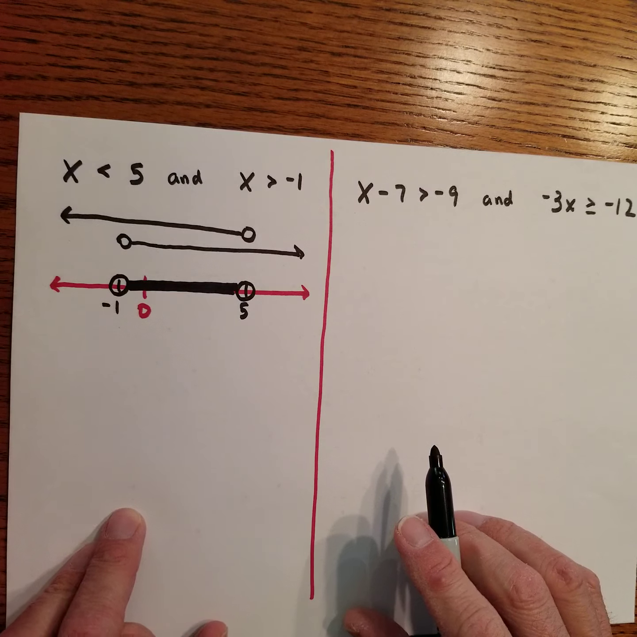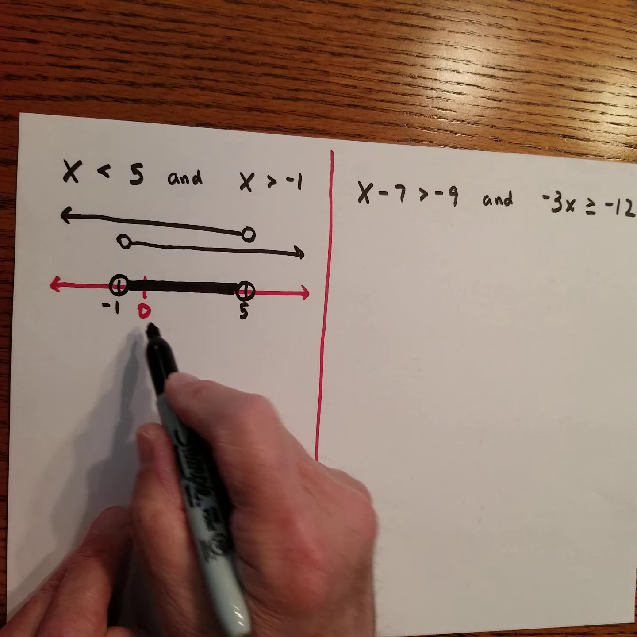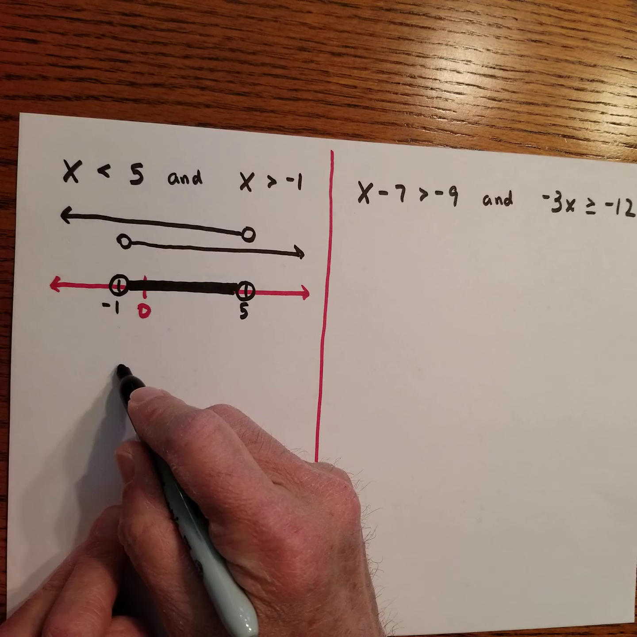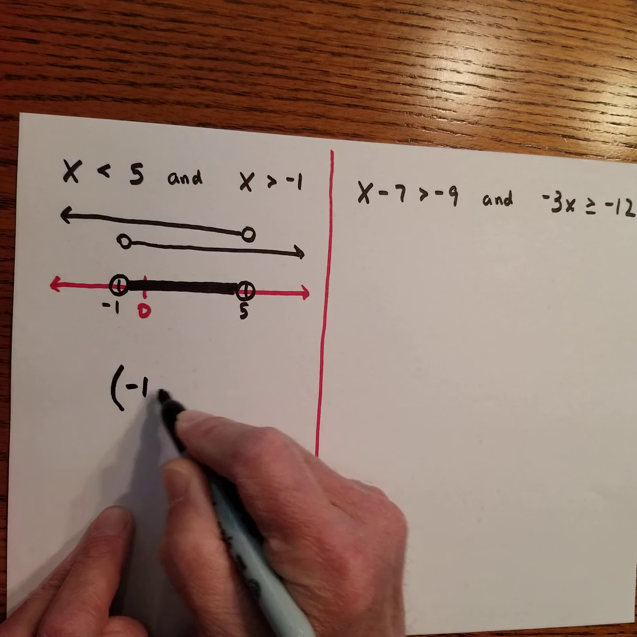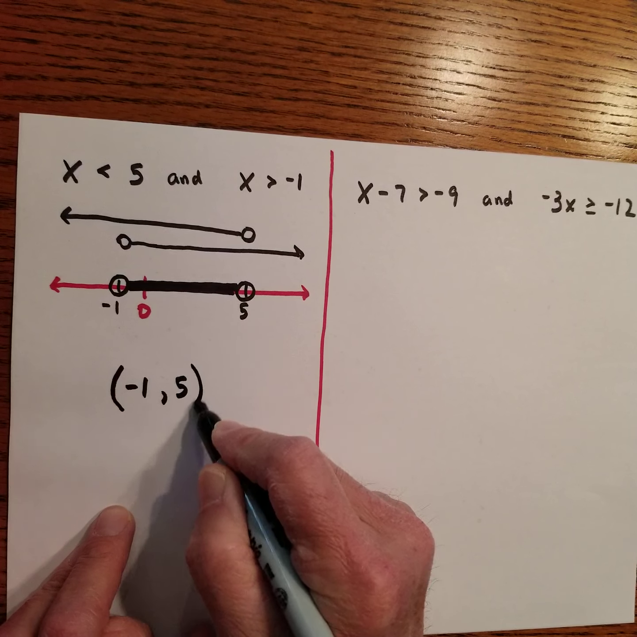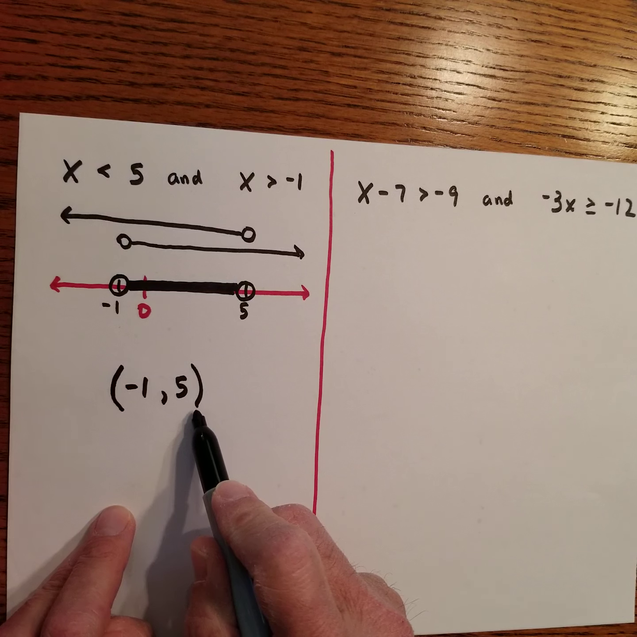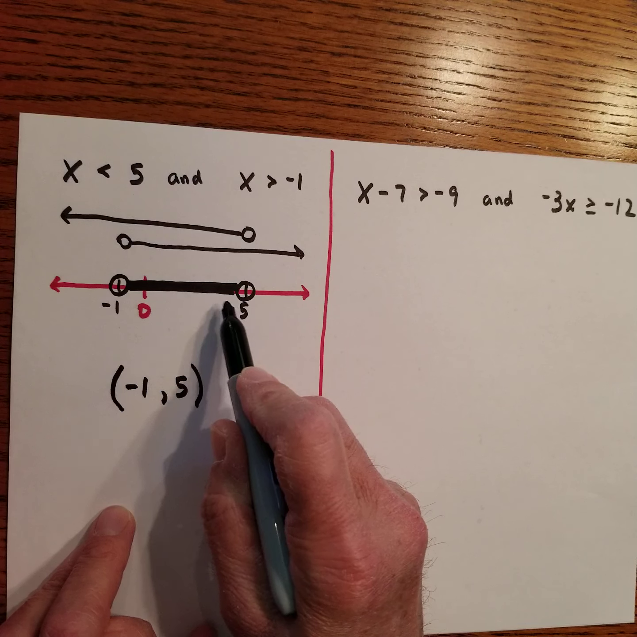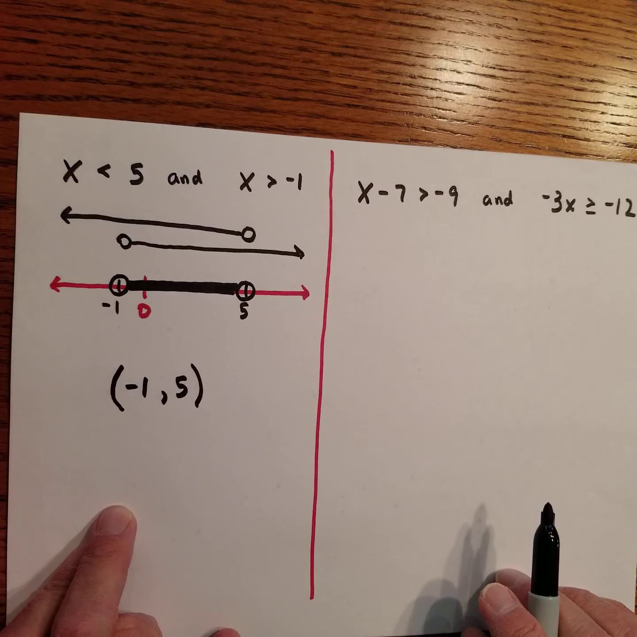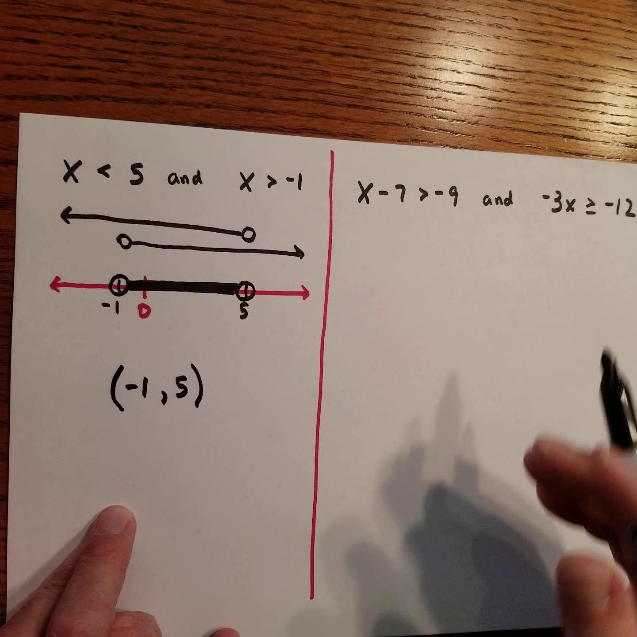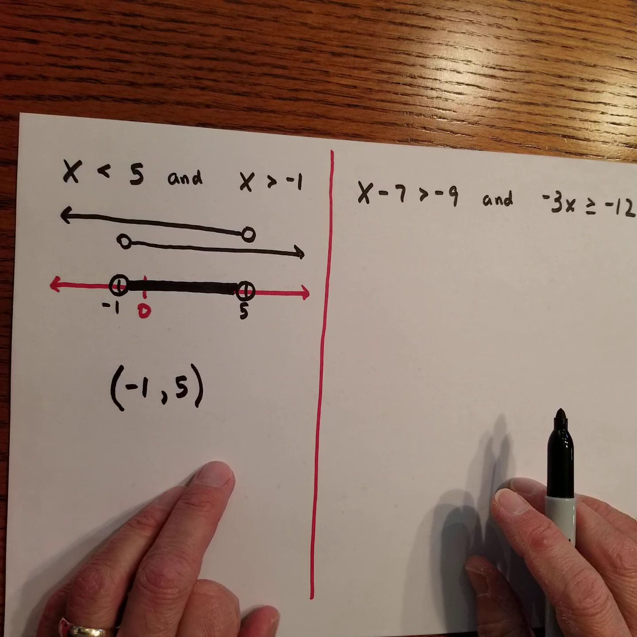Here's my graph. For my interval notation, what things have I covered up on my graph? I've covered up everything from -1 to 5. Everything from -1 to 5, everything on this line satisfies that inequality. Let's try a second example.